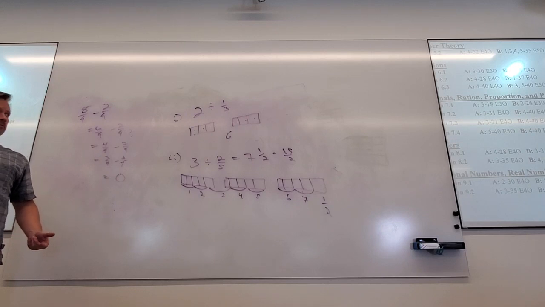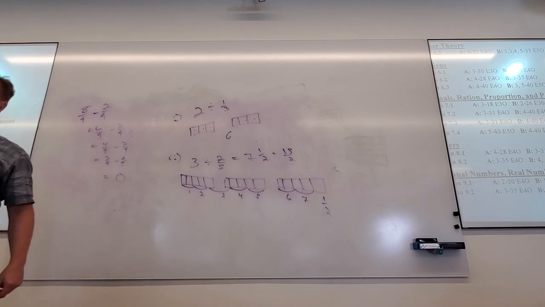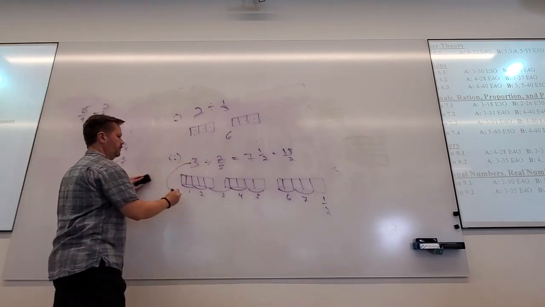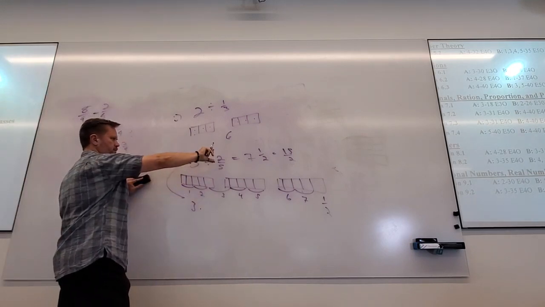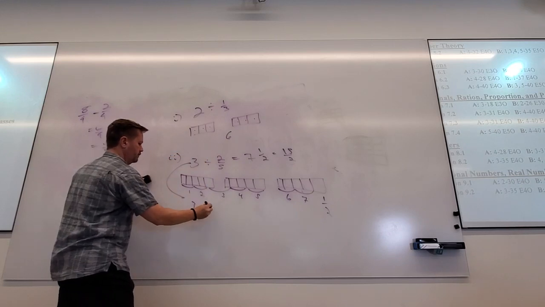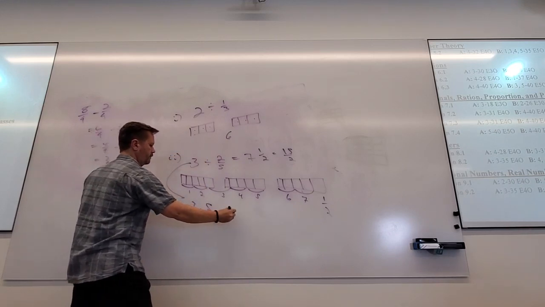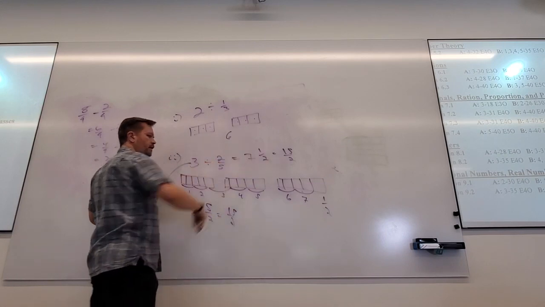So let's check it. How do I do that directly? We know how to do this. This will be 3 times 5 over 2, 15/2, which I can write as 7.5 if I want to.